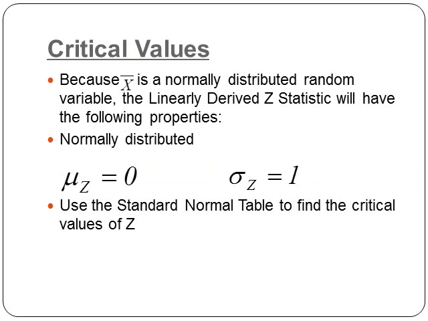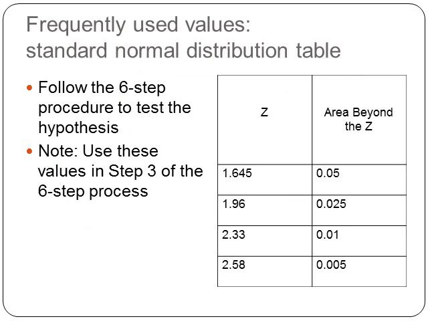Let's take a look. Before we go through the example, we also want to set a critical value. Because our mean is normally distributed as a random variable, the linear deviation for z-statistics will have the following properties: mean of 0 and standard deviation of 1. That should be recapped by now. Use the standard normal distribution to find the critical value of z. So some of the critical values you might want to memorize, have on hand, or just be able to look up. These are some common values.